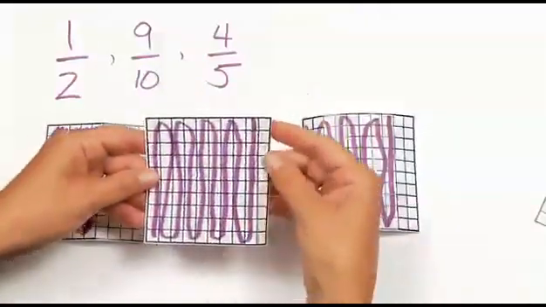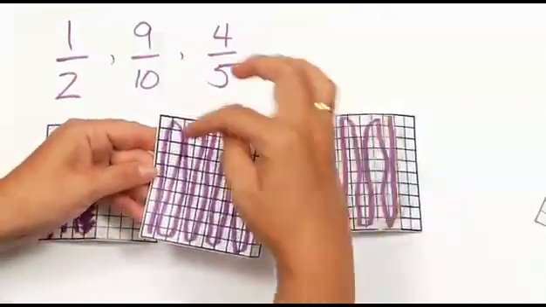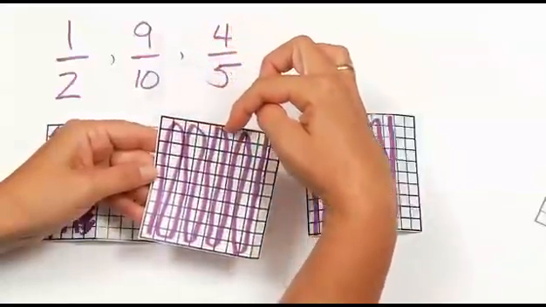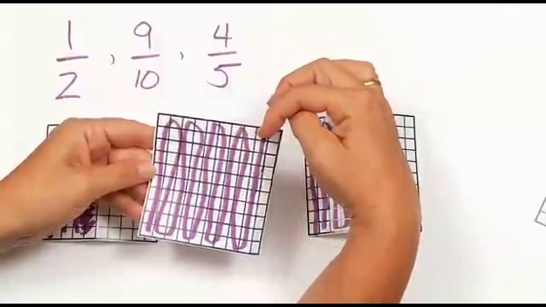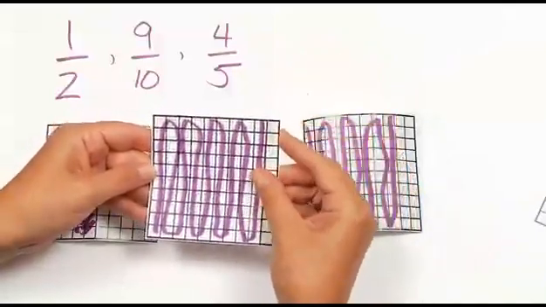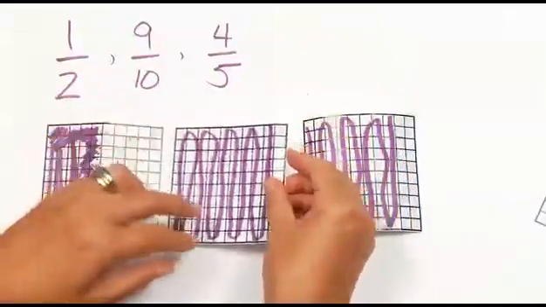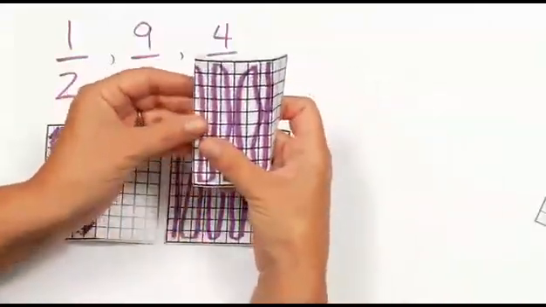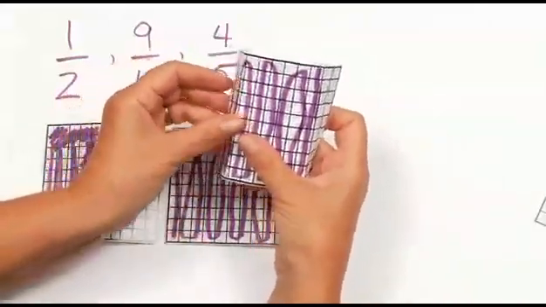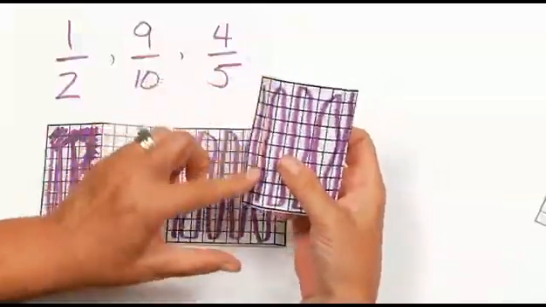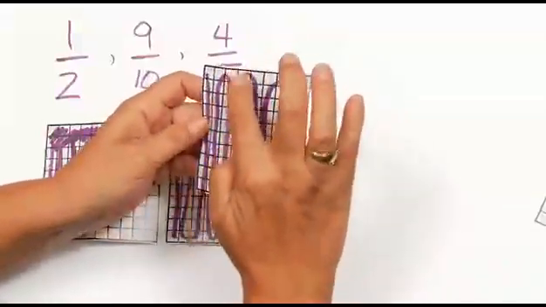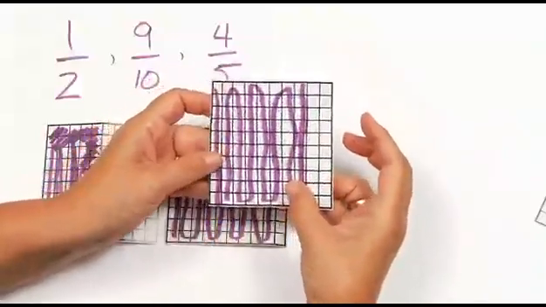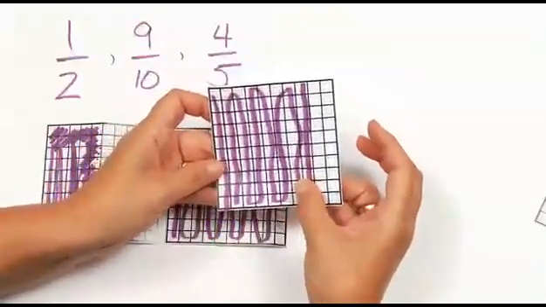9/10, once again the same. 10, 20, 30, 40, 50, 60, 70, 80, 90%. 9/10 is the same as 90%. 4/5, if you'll remember, each one of my fifths was worth 20. So 20, 40, 60, 80%. 4/5 is 80%.